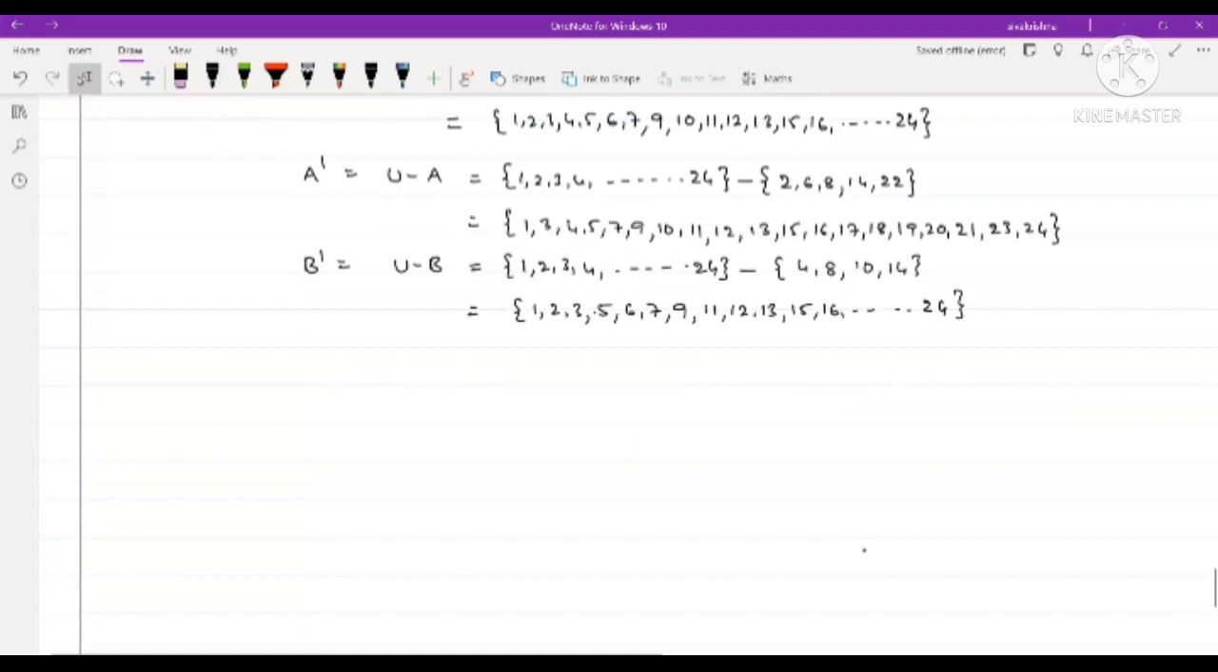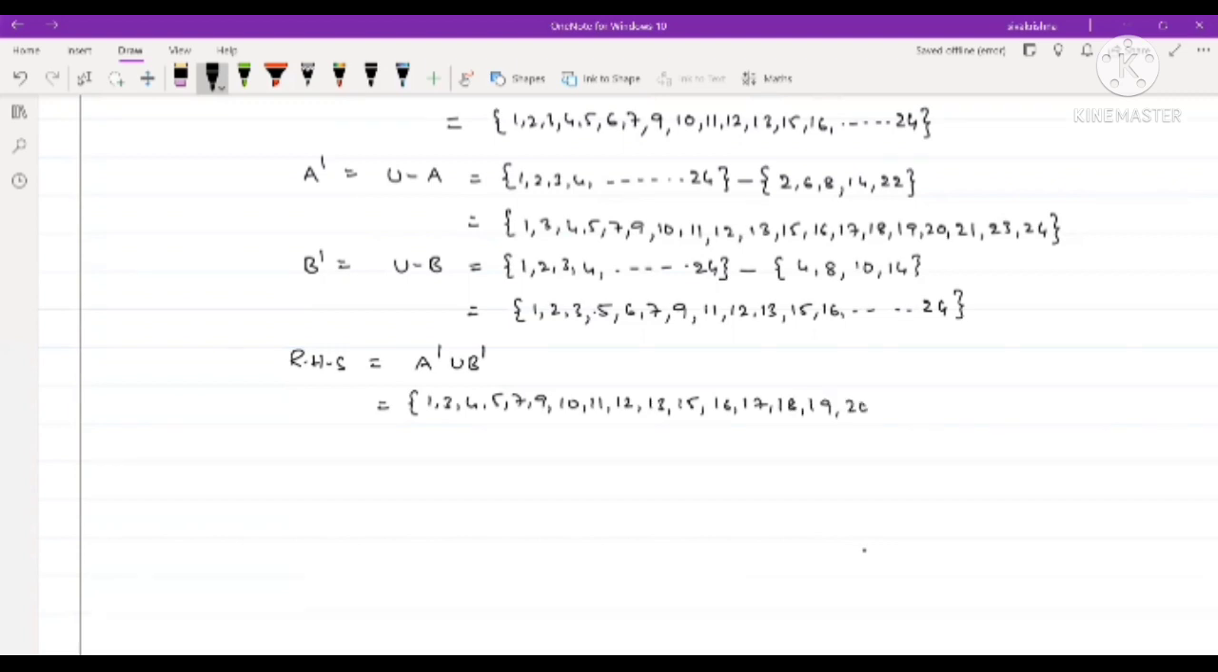Now coming to the RHS of the first bit. RHS of the first bit is A dash union B dash, which means A complement union B complement. First we write the set A dash: 1, 3, 4, 5, 7, 9, 10, 11, 12, 13, 15, 16, 17, 18, 19, 20, 21, 23 and 24.